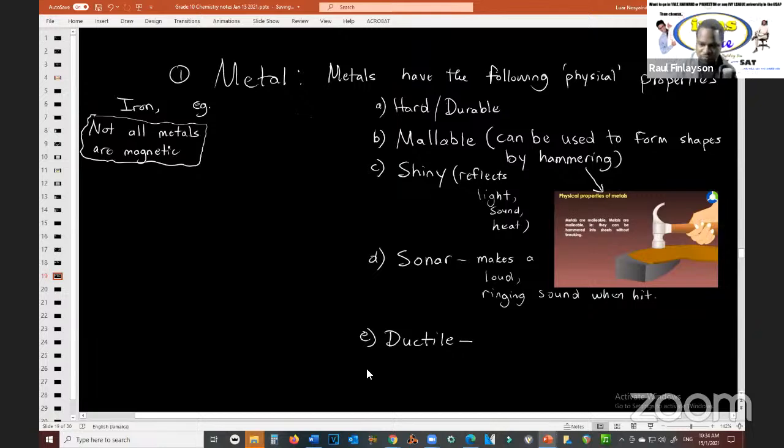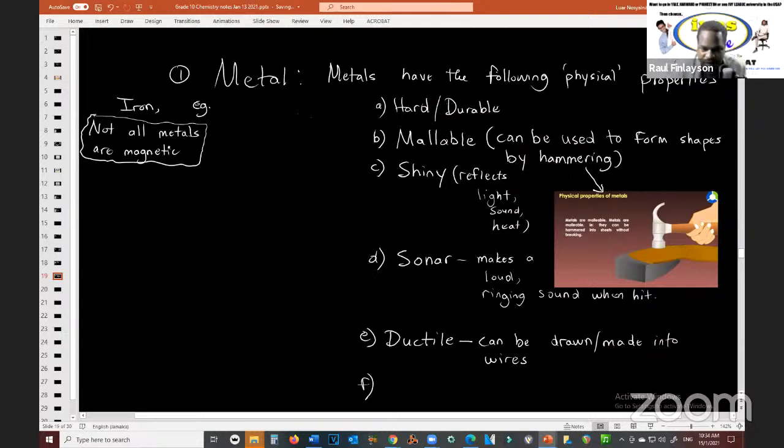So, if it's the first time you're seeing this word, ductile means that it can be formed into wires. It means to convert something into wire. So metals are ductile because they can be drawn, or we could say made, into wires. All right. So metals are used to make wires.